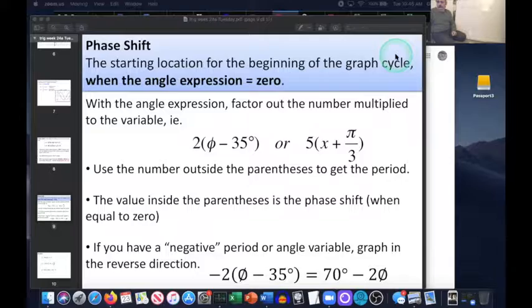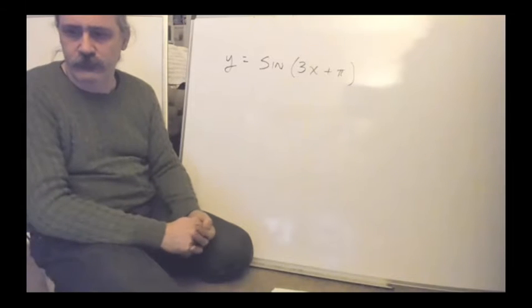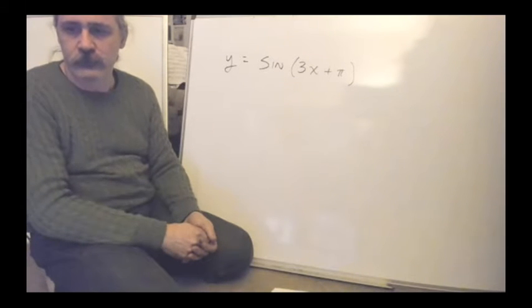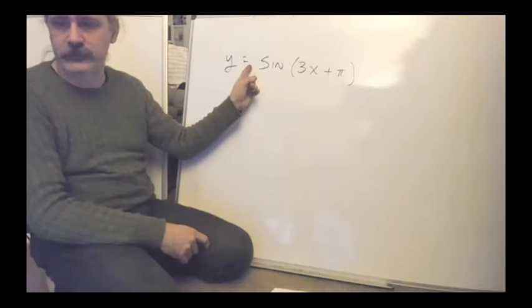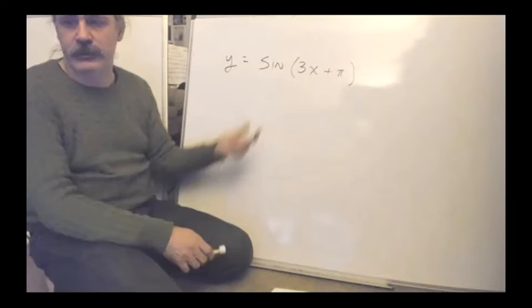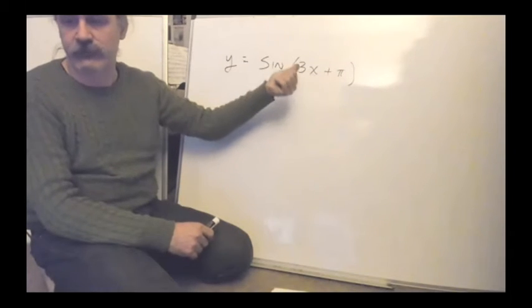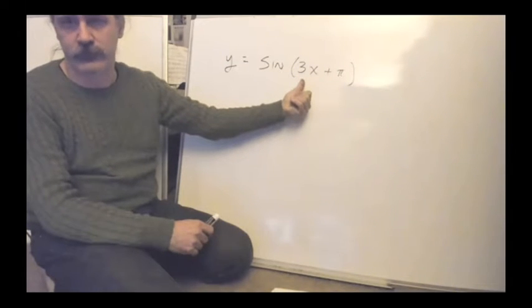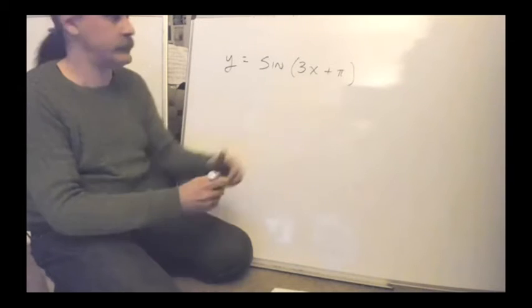Okay, so first example. Well, there's nothing multiplied to the sine, and we're not adding anything to the sine. So this is just the basic sine function shifted, and it's going to have a different period because the number multiplied to the domain variable is not 1.